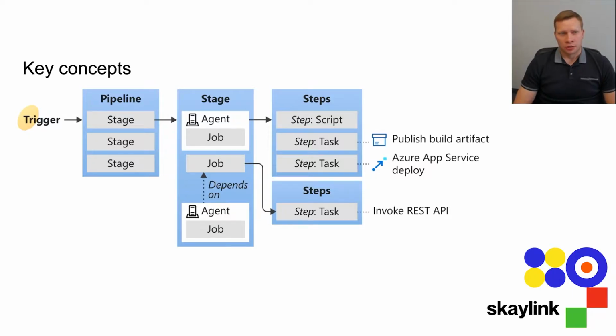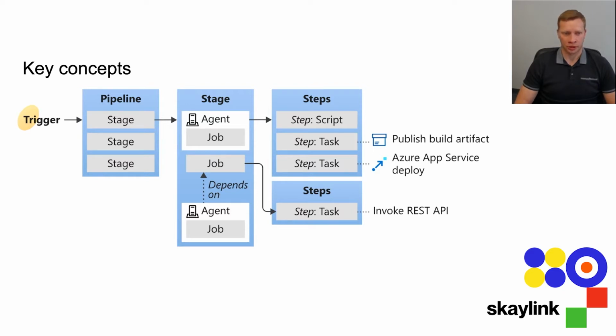So, about Azure Pipelines. Let's talk about the key concepts of Azure Pipelines. An Azure pipeline always consists of a trigger. So you have to trigger your deployments, let it be pull requests, let it be manual triggering or something else. And every pipeline consists of stages. Then every stage has its own agent, and this agent runs jobs.